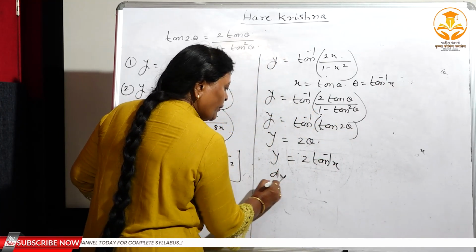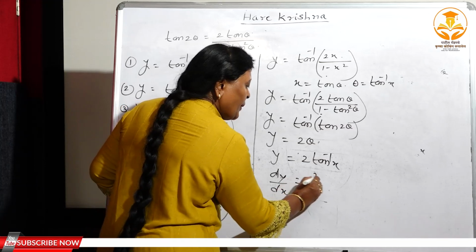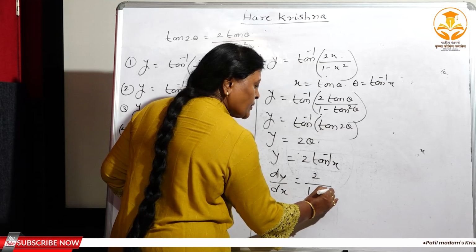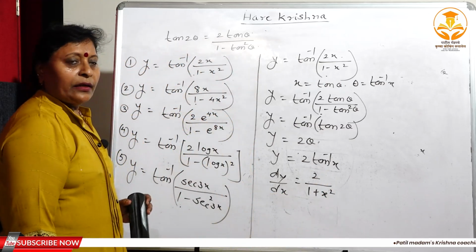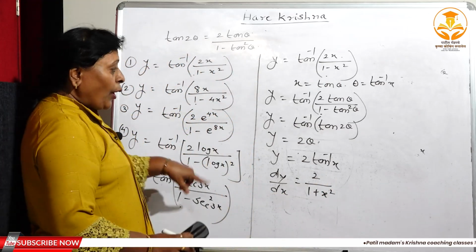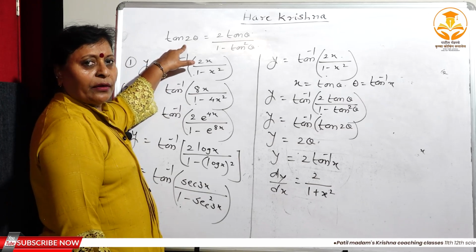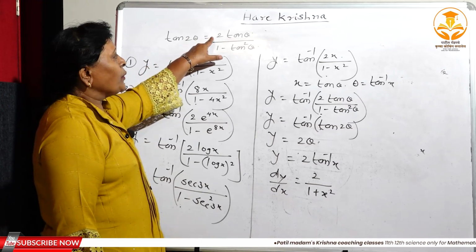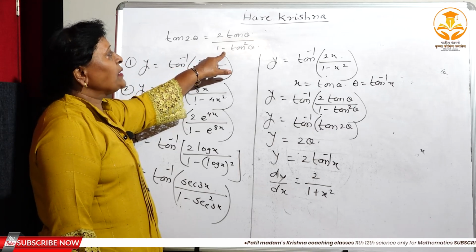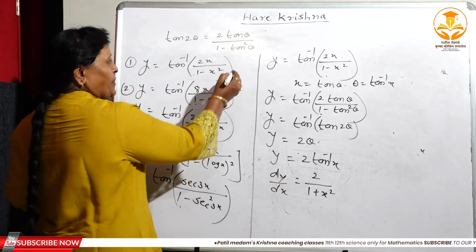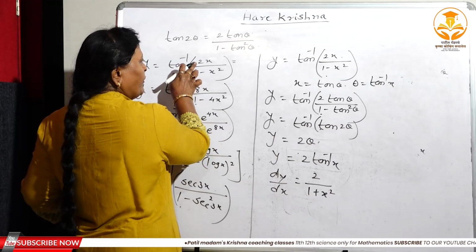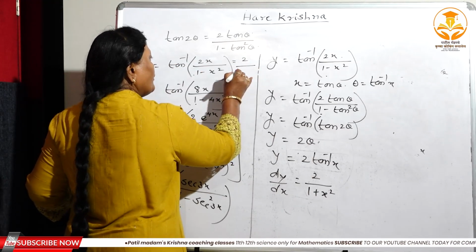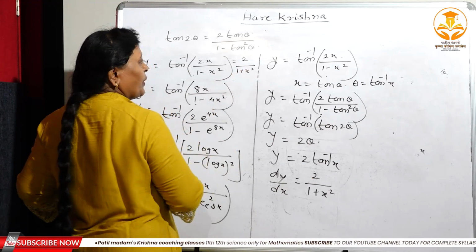What is the derivative, dy by dx? 2 remains as it is. The derivative of tan inverse x is 1 upon 1 plus x square, isn't it? So this is about the problem which is depending upon what here? The formula tan 2 theta. What is the formula of tan 2 theta? 2 tan theta divided by 1 minus tan square theta, right? The direct result: the derivative of this 2x is equal to 2, and here in the denominator we want only the plus sign, 1 plus x square.